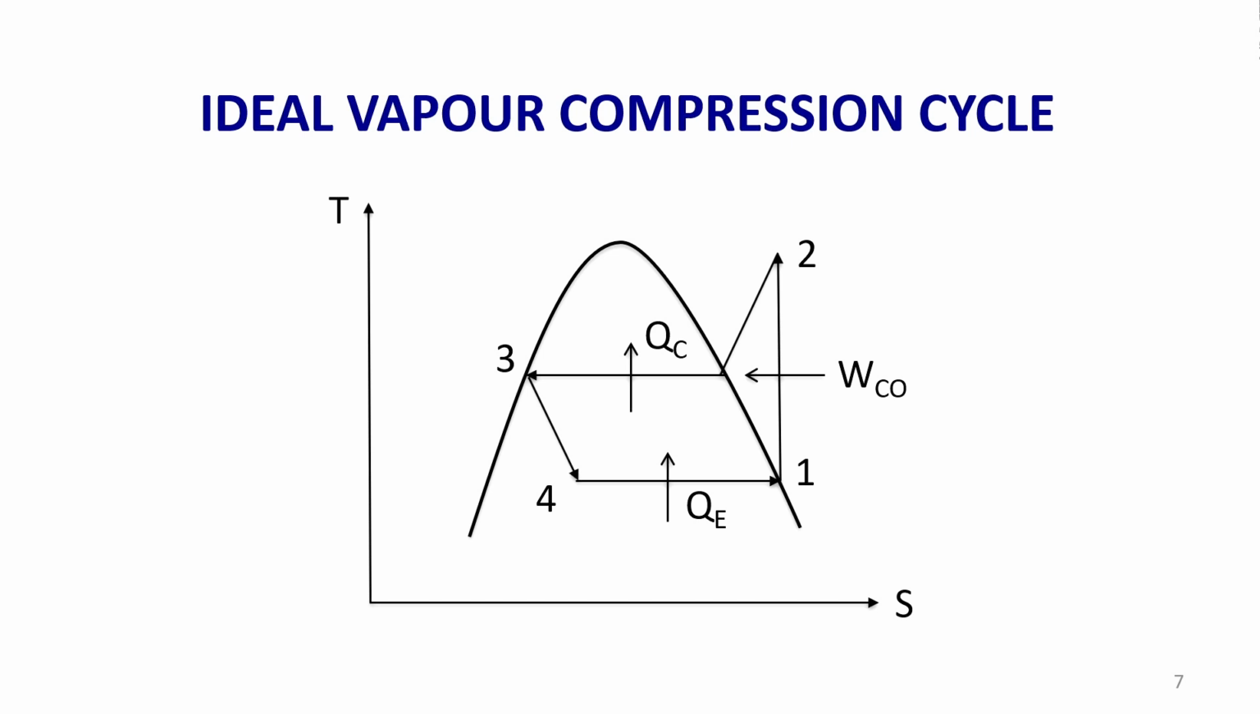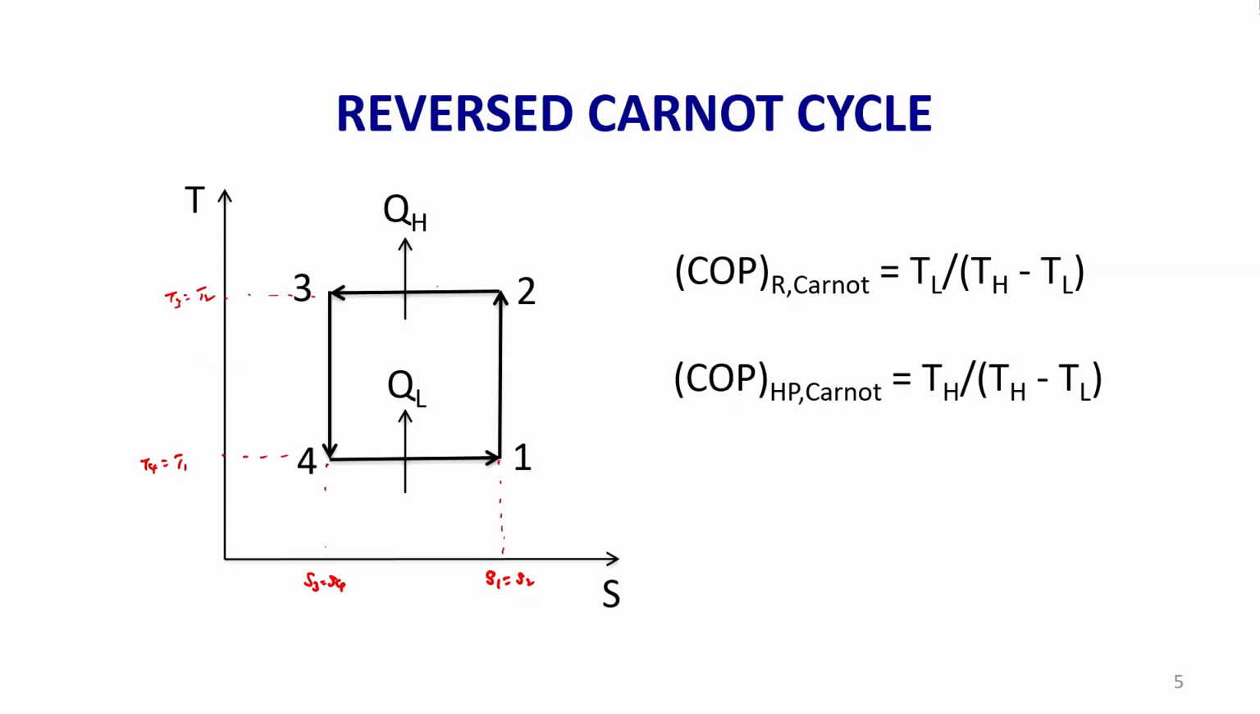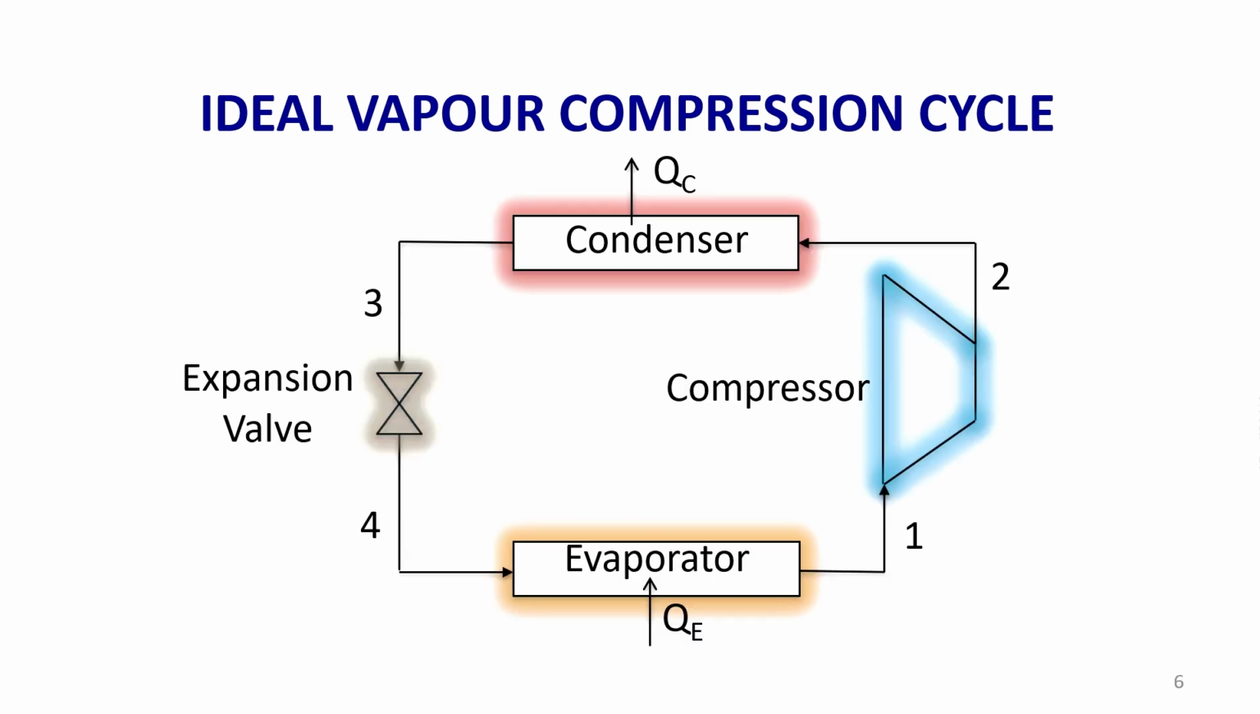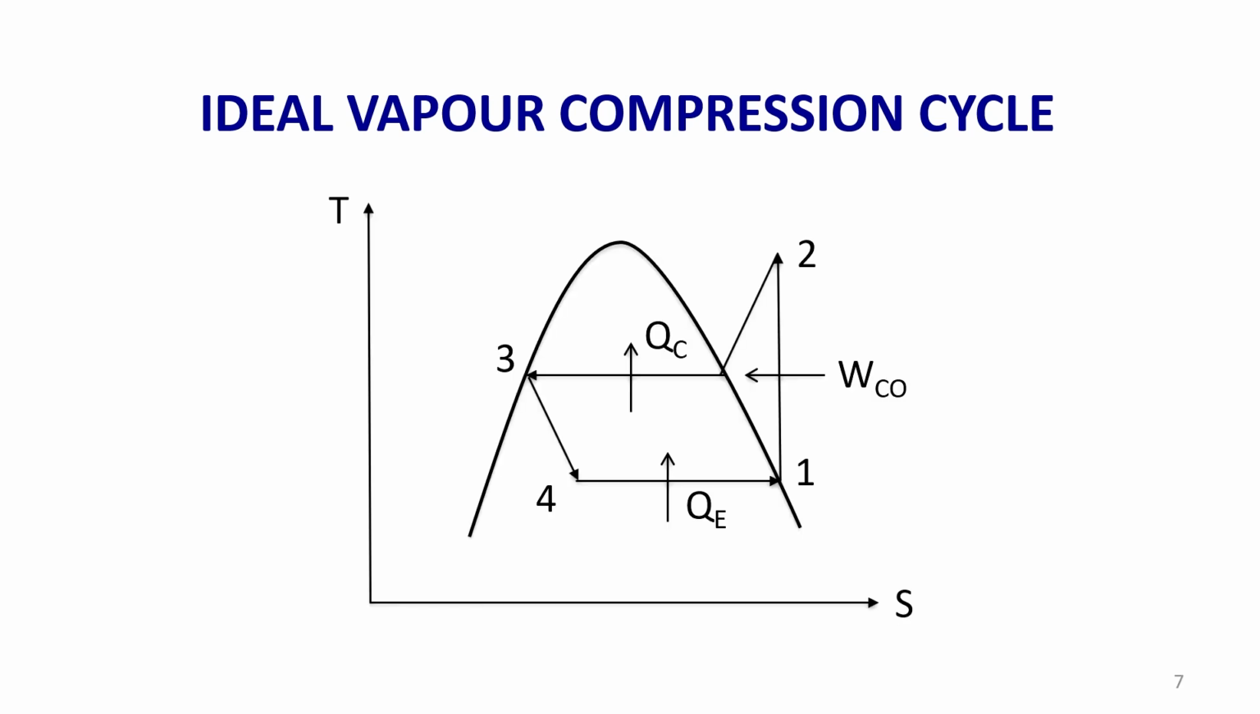So here also it is fine. Here 1 to 2 is isentropic compression, 2 to 3 is isothermal. Okay, so the temperature entropy diagram: 1 to 2 is isentropic compression, then 2 to 3 is heat rejection, 3 to 4 is expansion, and 4 to 1 is the evaporation process. So this is the condenser, this is the evaporator.